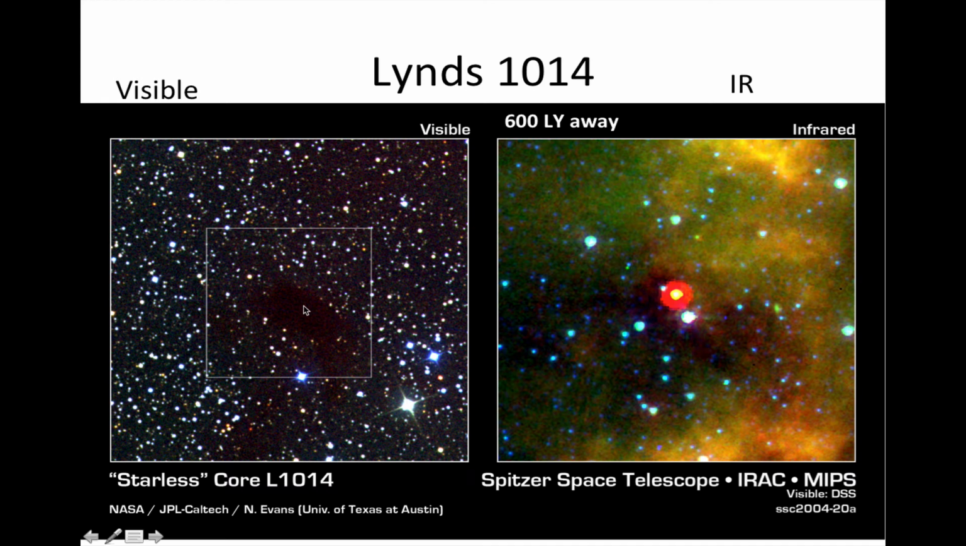So this is a clump that used to be known as the starless core L1014. The problem is that when we looked with Spitzer, it is not starless. There is very definitely something inside of it. And the people that did this research, that wrote this paper, worked really hard to show that this thing is really in this cloud and not a background object. It really is in there. It turns out to be a baby brown dwarf. It's only 600 light years away, too.